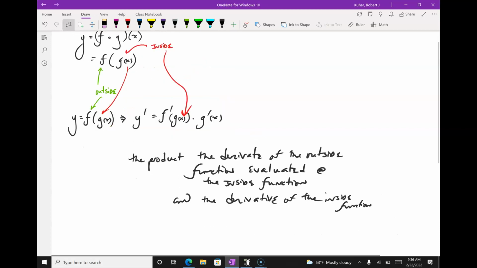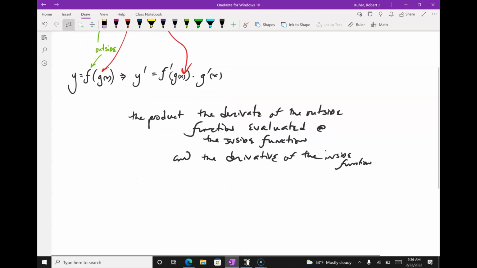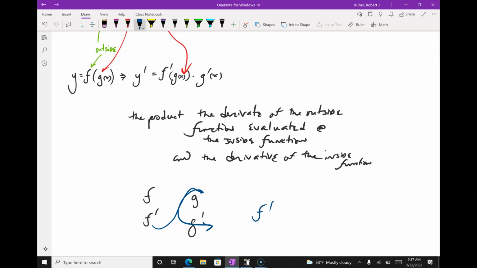Now, I have a loop for this as well, right? I will take my outside function and the derivative and my inside function and its derivative, and I'll grab the letter C from it. So you can see the f prime composed of g, so that's inside, times g prime. So that's my little loop, and you can see I've got a letter C, for chain rule, right?